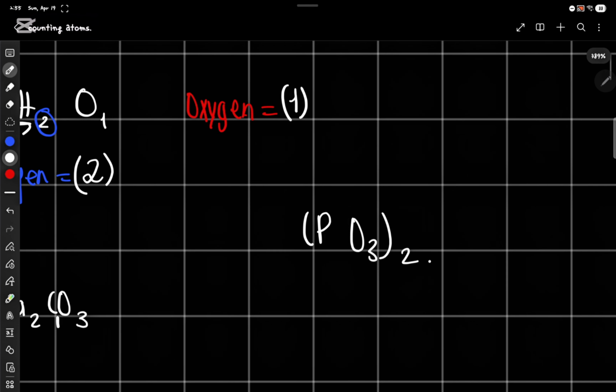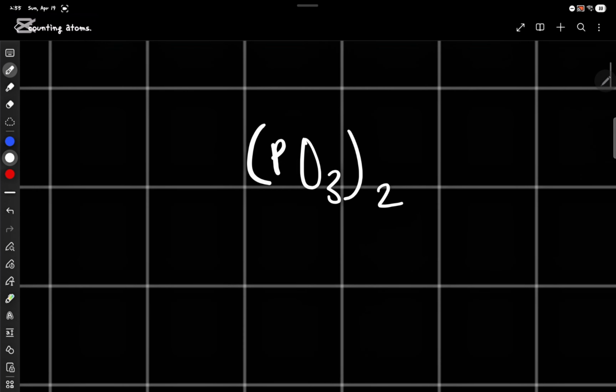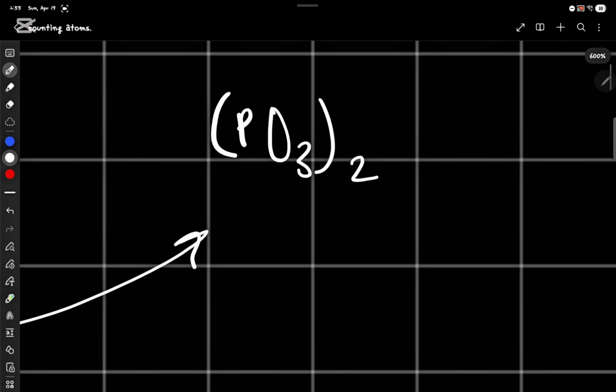But what do we do when there's brackets? So when there's a bracket outside a compound, it's like a subscript under a subscript. It looks funny and it may be intimidating, but we can just break it down and simplify that. And as I said earlier, you distribute the numbered subscript of the bracket to each of the elements. So by multiplication.